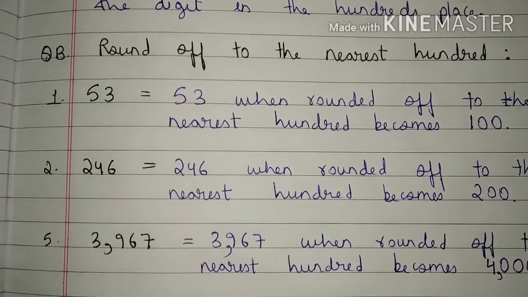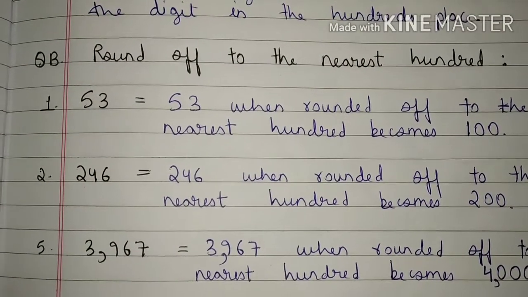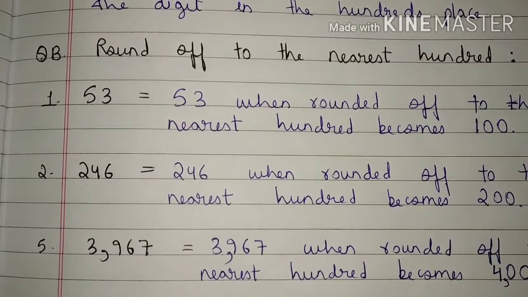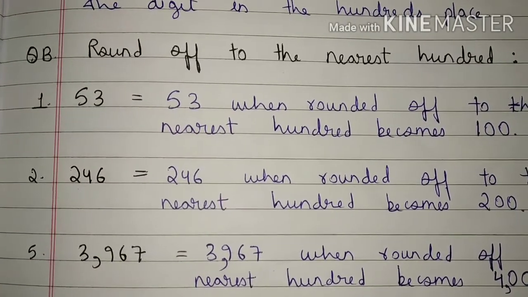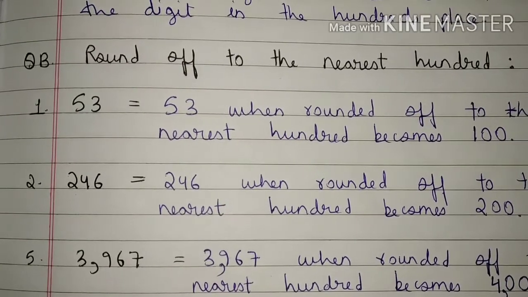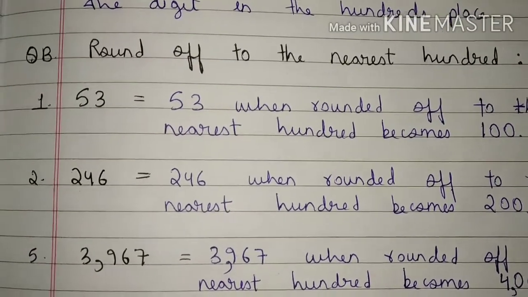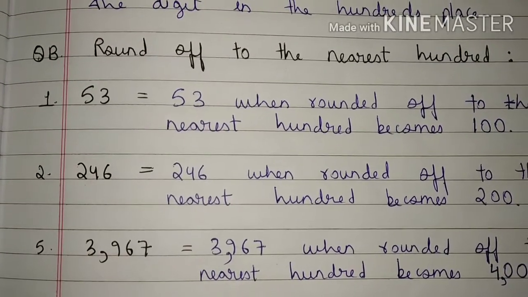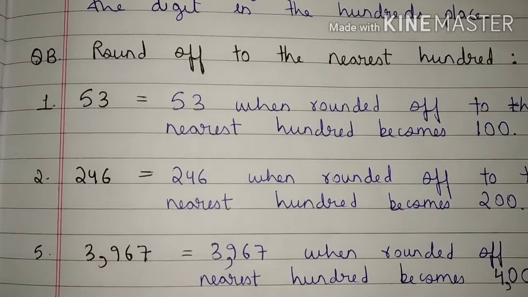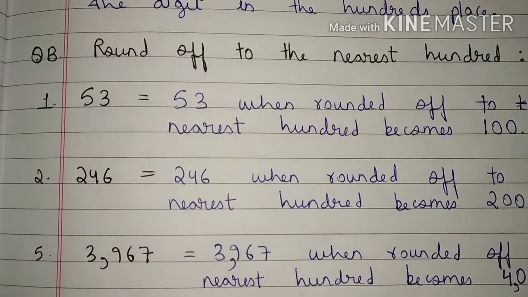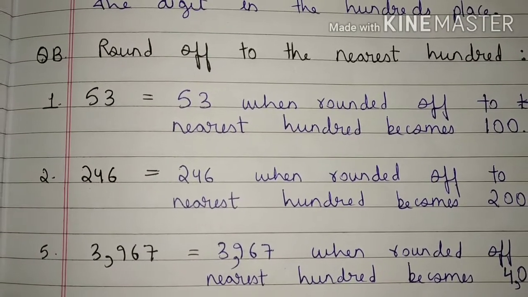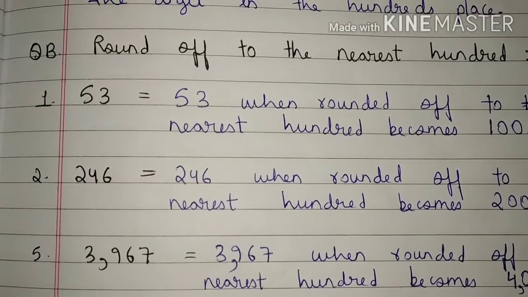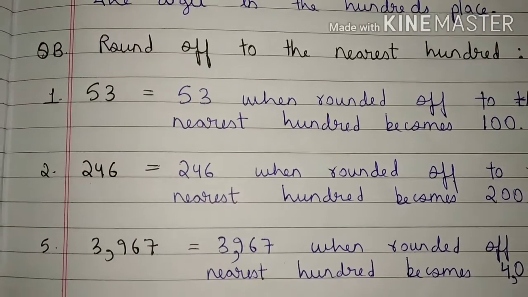Students, I have told you that if the digit in the tens place is less than 5, or we can say if the digit in the tens place is 0, 1, 2, 3 and 4, then you will change ones and tens digit to 0, and you will not change the digit in the 100 place.